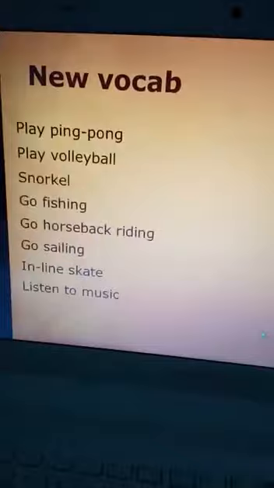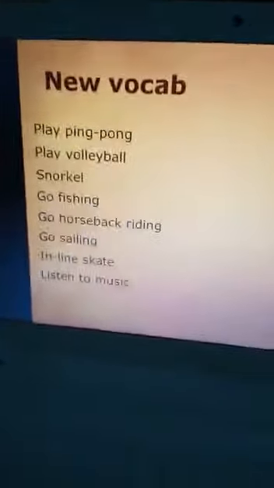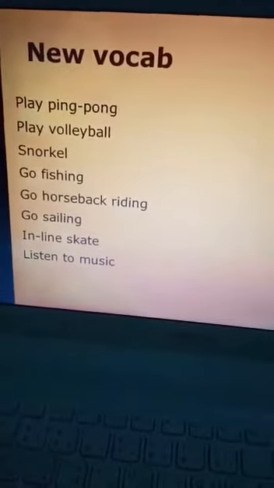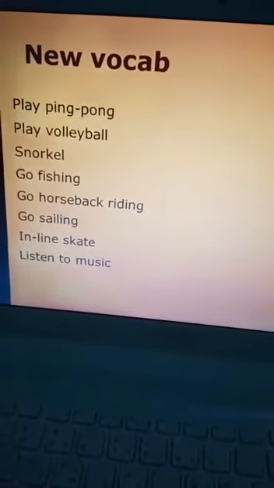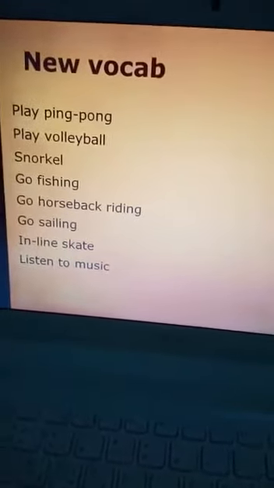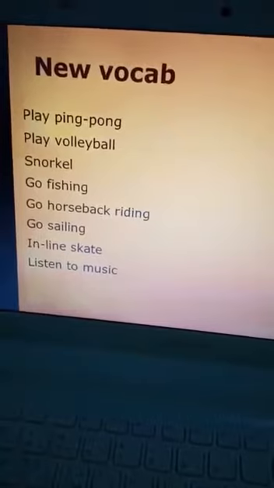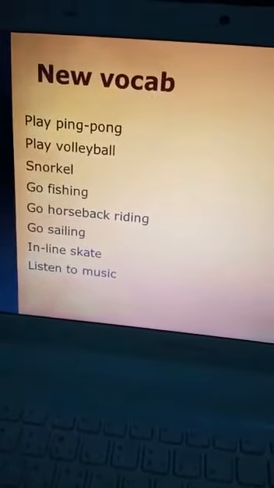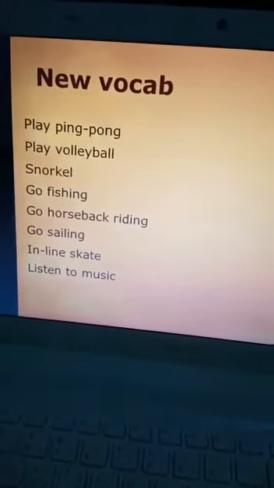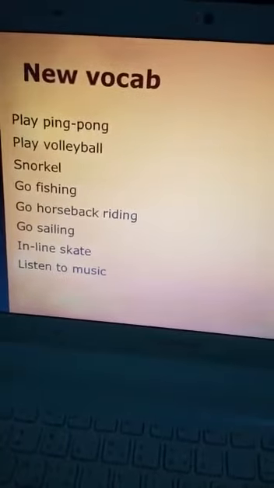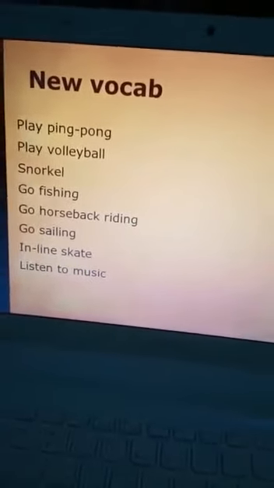Here we have some activities or kinds of sports. Okay, we have play ping pong, play volleyball, snorkel, go fishing, go horseback riding, go sailing, inline skate, listen to music. Okay, let's see the picture to see the new words.